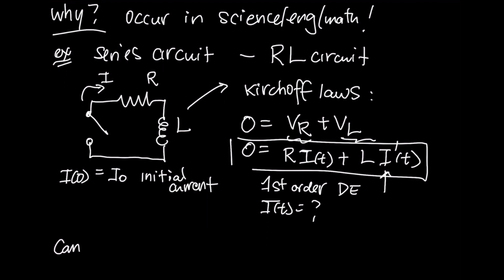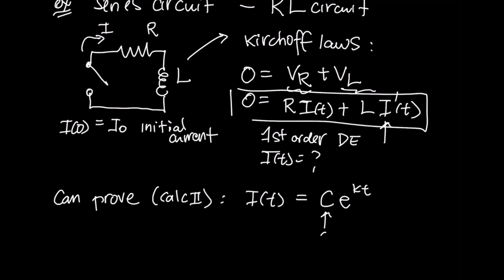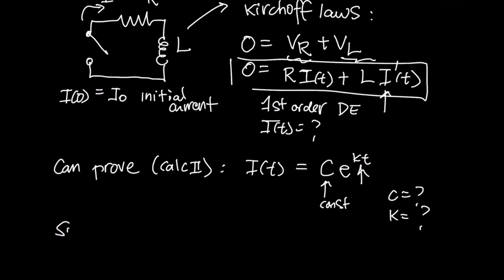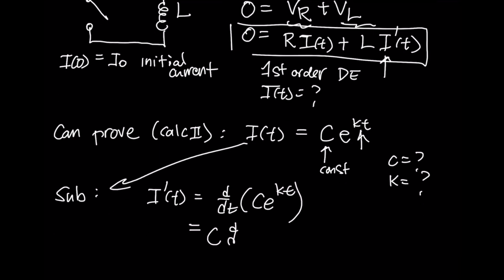Now, we can prove that the solutions are of the form constant e to the kt. Both of these things, c and k, are constants. So what we're going to do is sub this form of I of t into the DE. If we were to take the derivative of this expression, remember that we can use basic linearity, and then we'll need to use the chain rule. This is going to produce ck e to the kt.